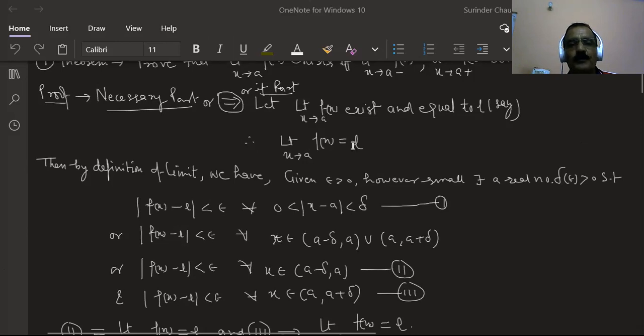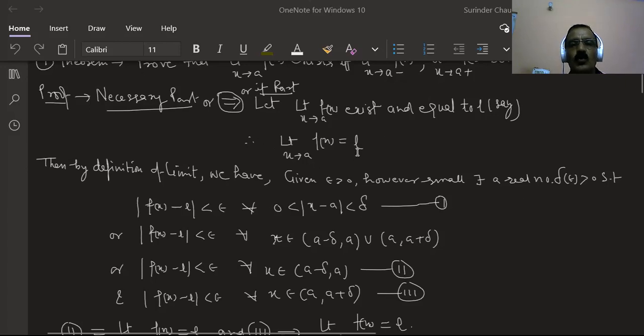Now the definition of limit: if f(x) approaches L as x approaches a, then by the definition of limit, for a given epsilon greater than 0, however small we decide the value of epsilon, there exists a real number delta, depending upon epsilon, greater than 0 such that modulus of f(x) minus L is less than epsilon for all x with 0 less than modulus x minus a less than delta. So this is the definition of limit.